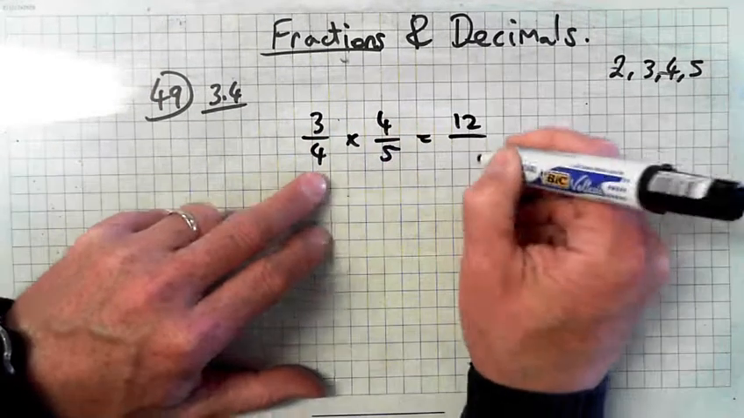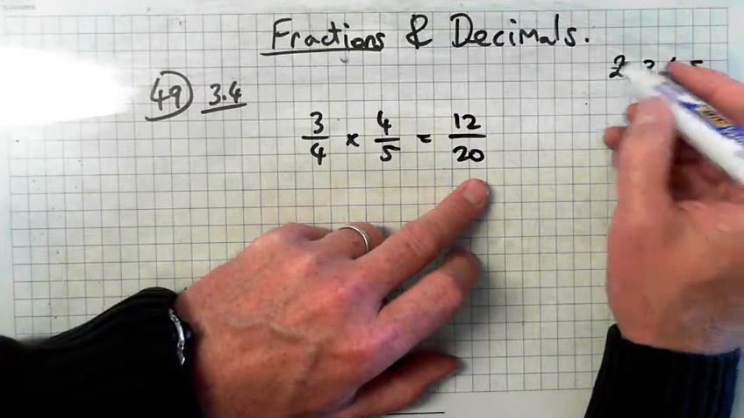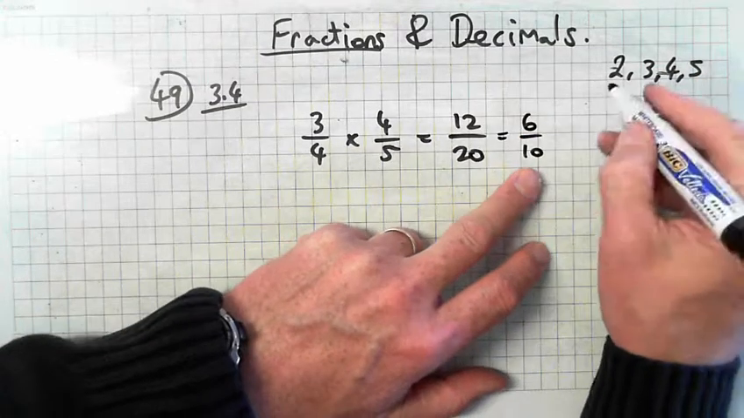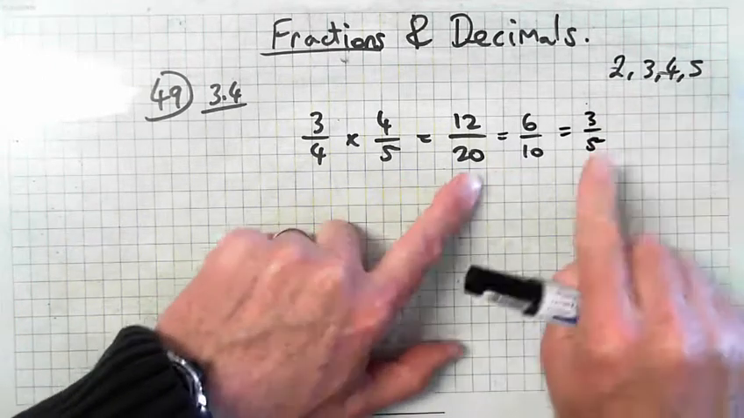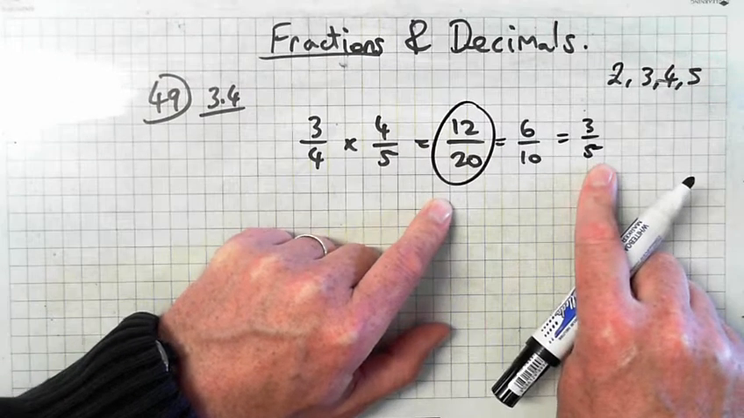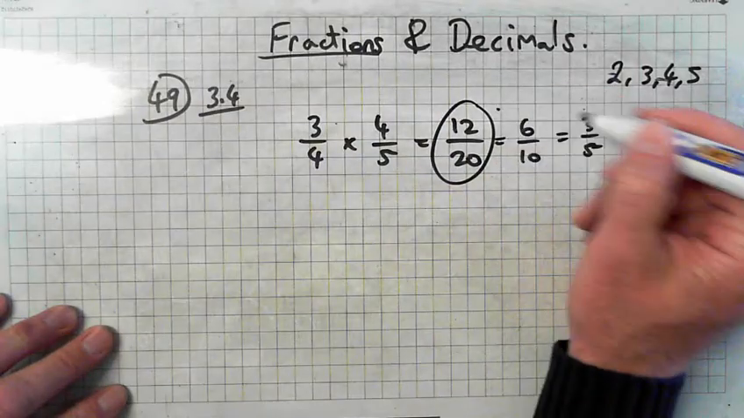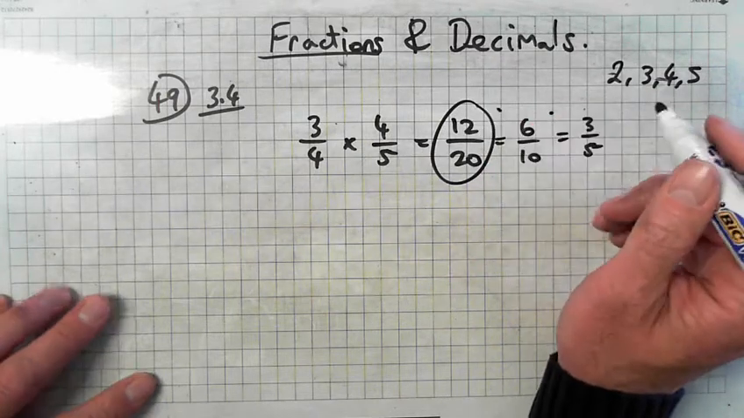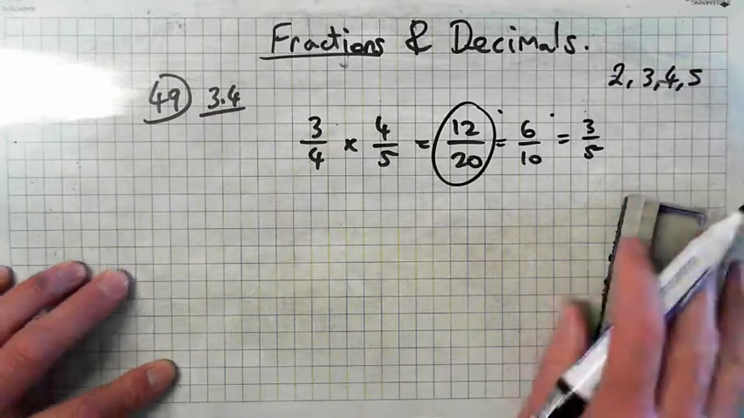3 4s are 12 and 4 5s are 20. Will 2 divide into both? So you take your time. 6/10. Will 2? And you go again. 12/20 has been simplified to 3/5. Yes, that's true. We divided by 2, then we divided by 2. 2 times 2 is 4. We could have easily just divided by 4 above and below. But that doesn't matter, as long as you simplify.